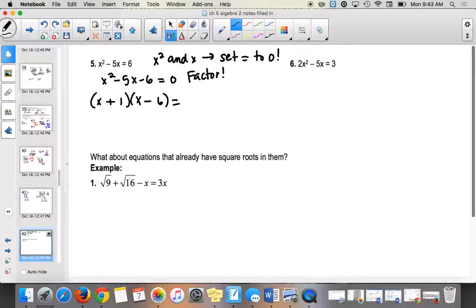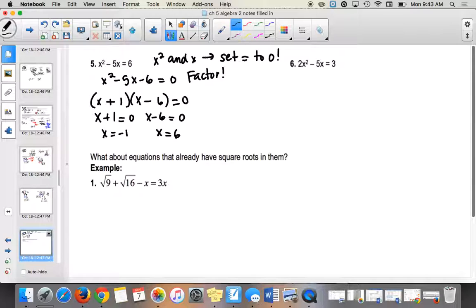All right, so what we're saying is that we have some number times another number, and we equal 0. Well, if that's true, if I have a number times another number equaling 0, one of those has to be 0, right? Yeah, so we set each one equal to 0. So we say x plus 1 equals 0, and we say x minus 6 equals 0. We set each one equal to 0 and solve. So I get x equals -1 and x equals 6.